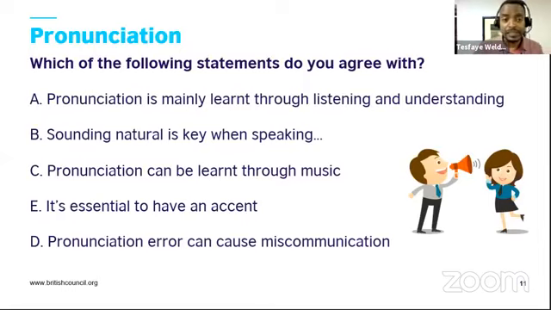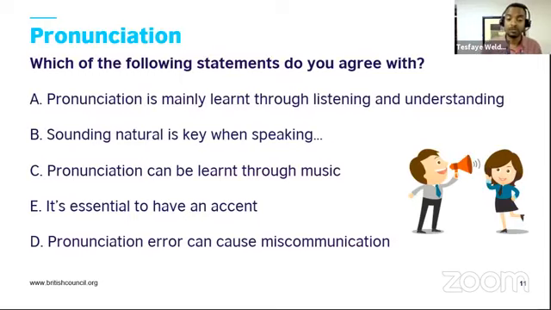And the next thing is pronunciation. So again, the same question as the previous slide, as the grammar question. Which of the following statements do you agree with? Pronunciation is mainly learned through listening and understanding. Sounding natural is key when speaking. Pronunciation can be learned through music. It's essential to have an accent.